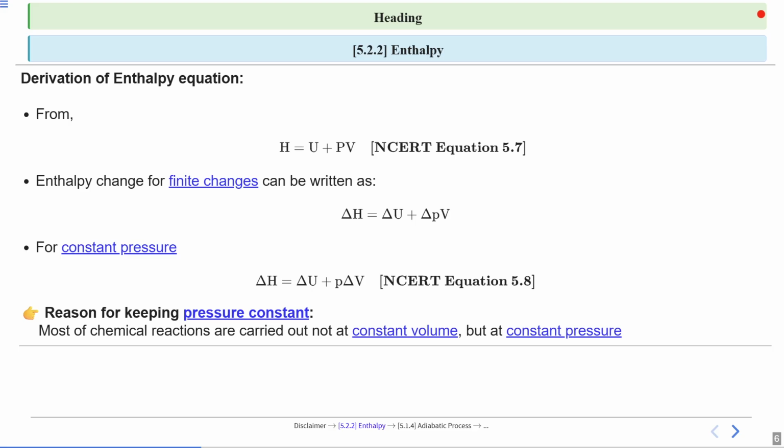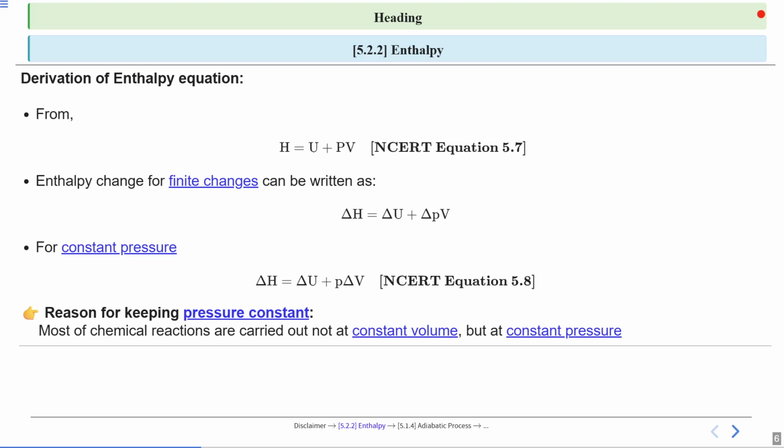Yes, the volume will of course change. If there is a release of gas, that volume will result in an abrupt change, but your pressure, which is around the beaker in which you are doing the reaction, will not change. Therefore, it is a very good idea to keep the pressure constant, and this will also simplify your condition. So this equation is very important, which is delta H is equals to delta U plus P delta V.